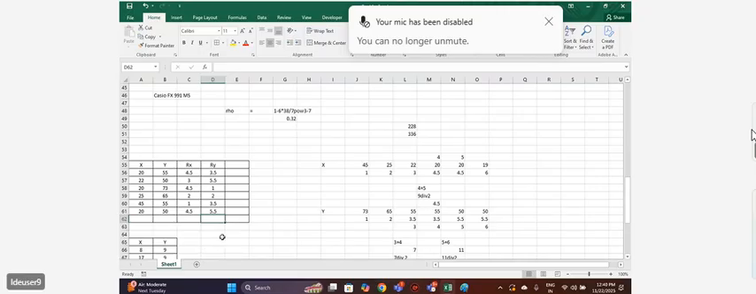Then what you need to do? You have to take the difference, rank of X minus rank of Y. So Rx minus Ry. 4.5 minus 3.5 is 1. 3 minus 5.5 is minus 2.5. 4.5 minus 1 is 3.5. 2 minus 2 is 0. 1 minus 3.5 is minus 2.5. 4.5 minus 5.5 is minus 1.5. Got it? So rank of X minus rank of Y.